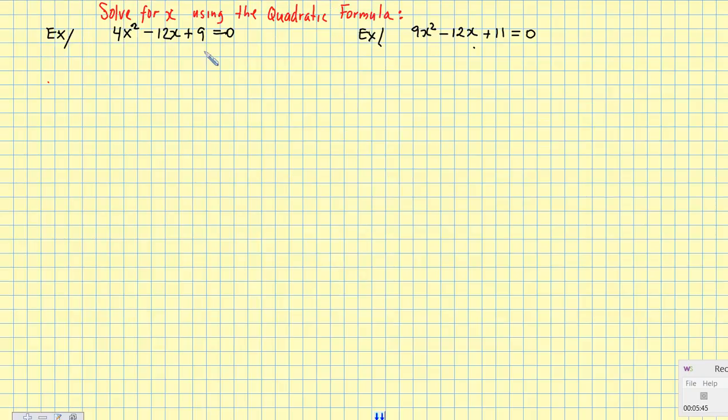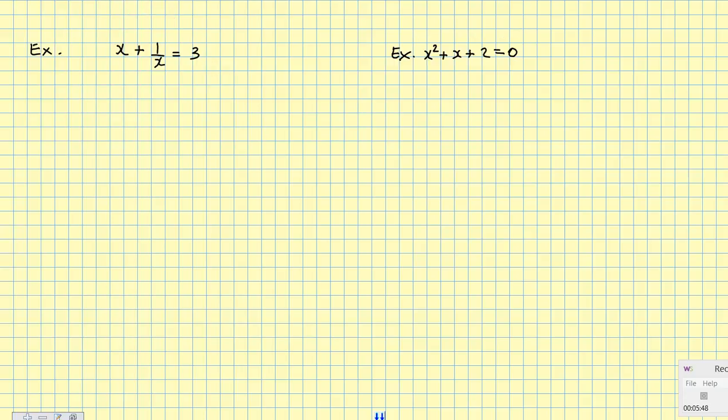All right, let's just do another example. I'm not going to make this a long video at all, but let's take a more difficult example, such as x plus 1 over x equals 3. Now here, because we're trying to do ax squared plus bx plus c, I can't do that because I don't have the equation written in this form.